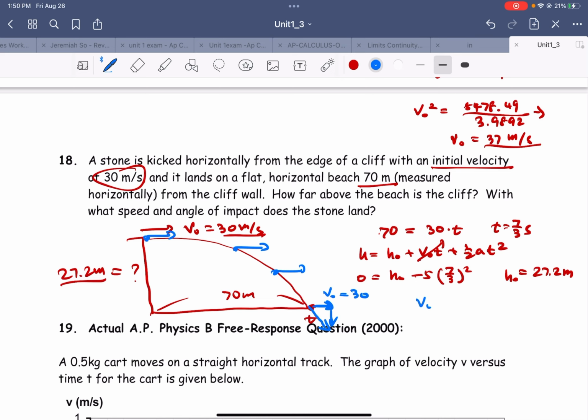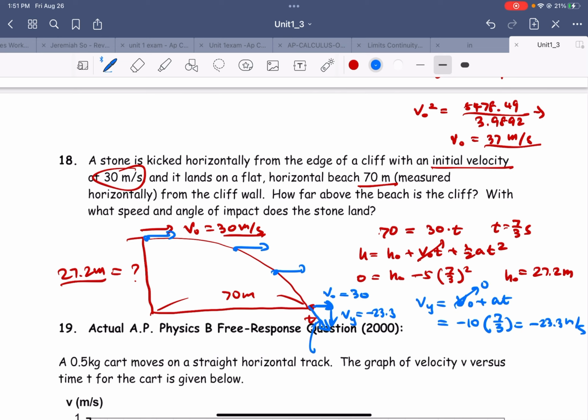So you can say Vy equals V naught plus at. V naught is 0. Initially there's no vertical portion. Now your acceleration is negative 10, and your t is 7 over 3, that's what we found. If you use a calculator, then negative 23.3 meters per second. So that Vy here is negative 23.3.